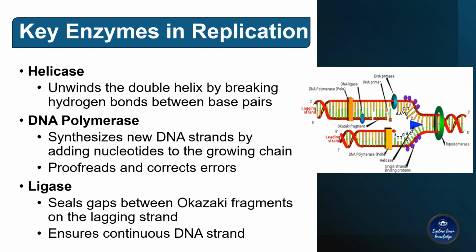Key enzymes in replication. Several key enzymes facilitate DNA replication. DNA helicase unwinds the double helix by breaking hydrogen bonds between base pairs. DNA polymerase synthesizes new DNA strands by adding nucleotides to the growing chain and proofreads for errors. Finally, DNA ligase seals the gap between Okazaki fragments on the lagging strand, ensuring a continuous DNA strand.